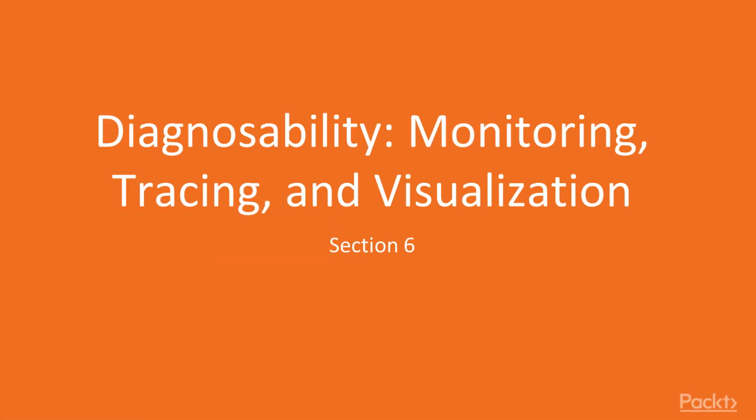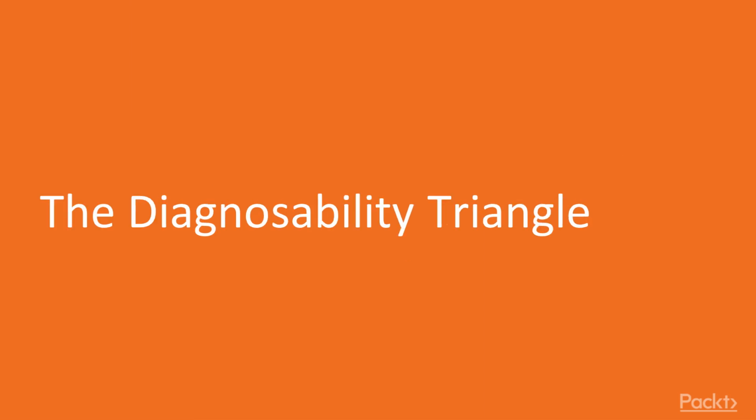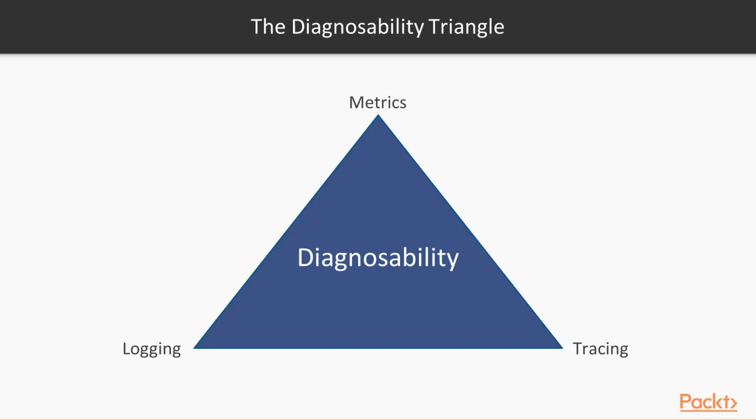Hi, and welcome to section 6 of this course on diagnosability with monitoring, tracing, and visualization with Istio. This first video is all about the diagnosability triangle. So what exactly is the diagnosability triangle? Let's have a look. And here you go, here it is. A perfect diagnosability triangle. And the three cornerstones of good diagnosability are logging, metrics, and tracing.